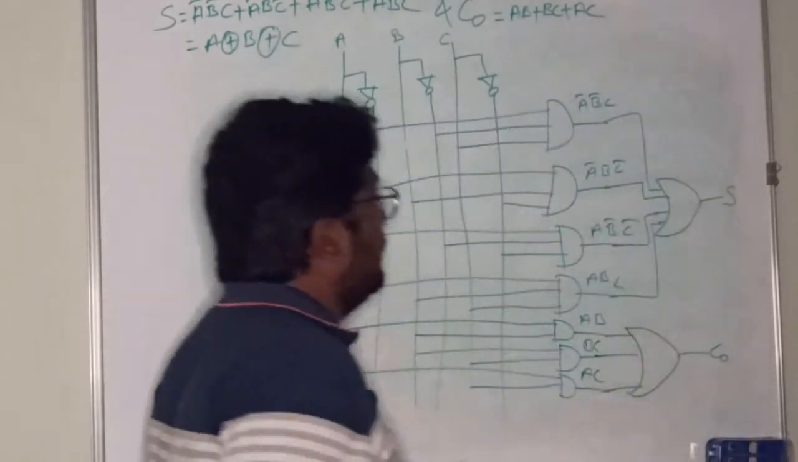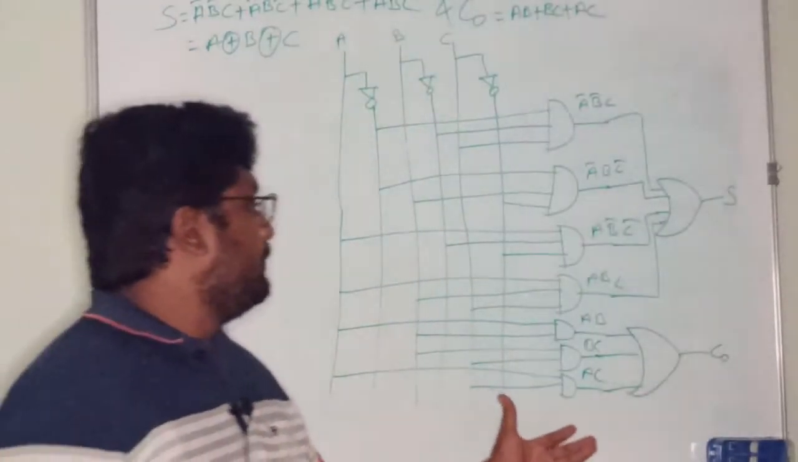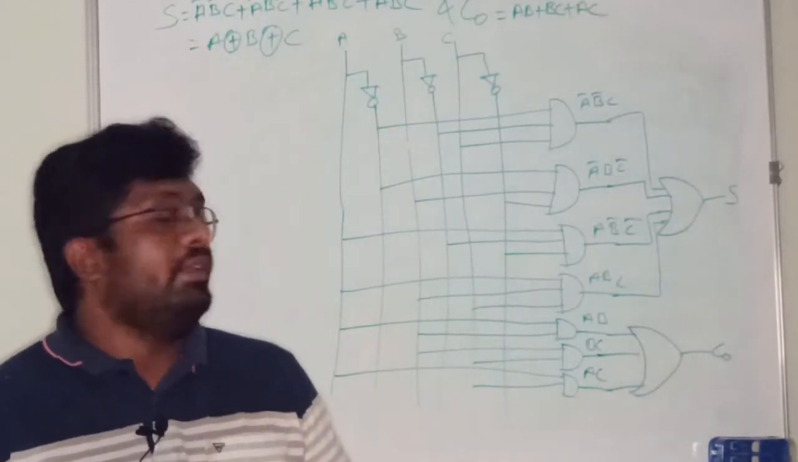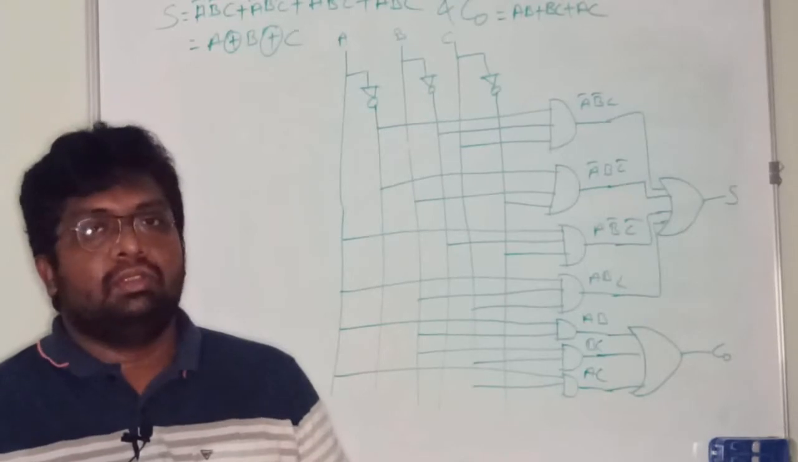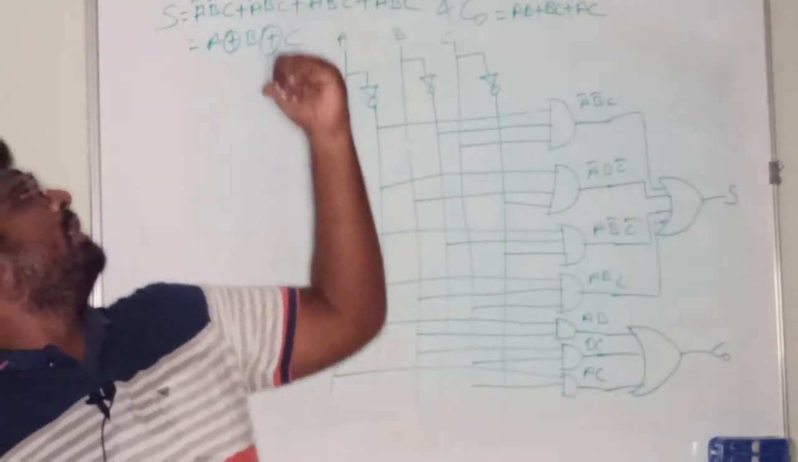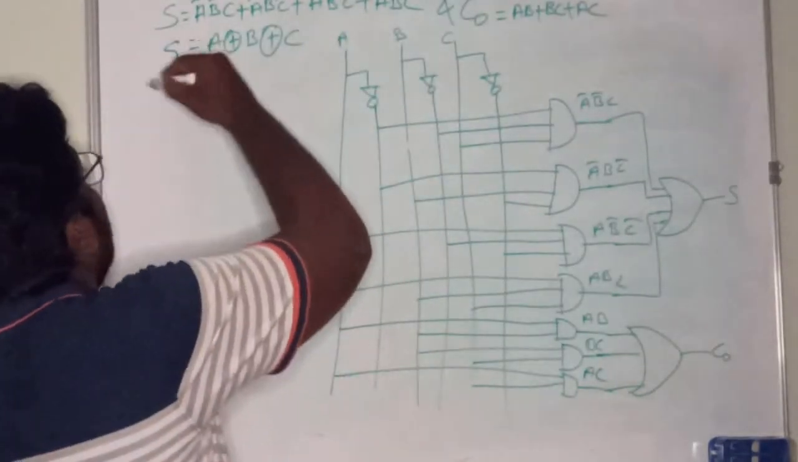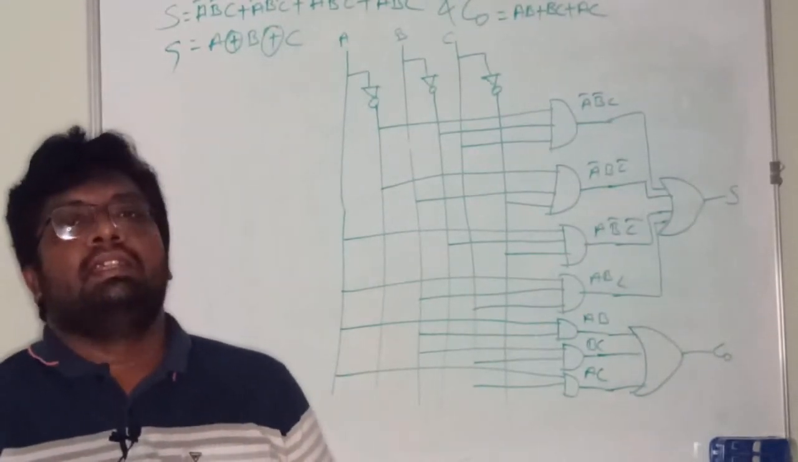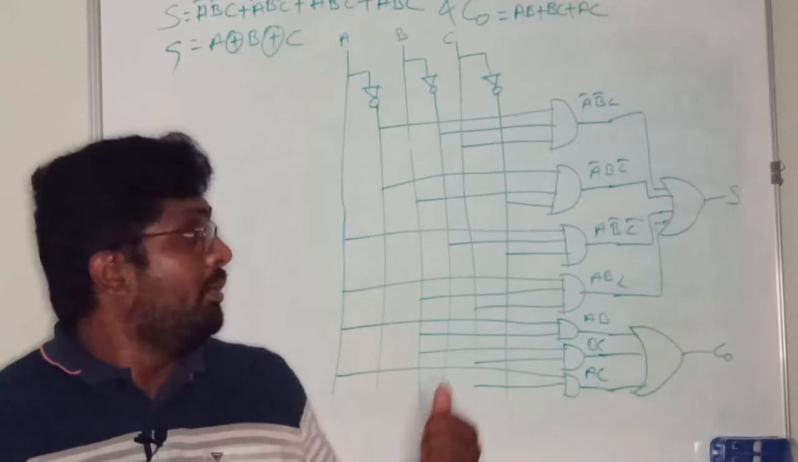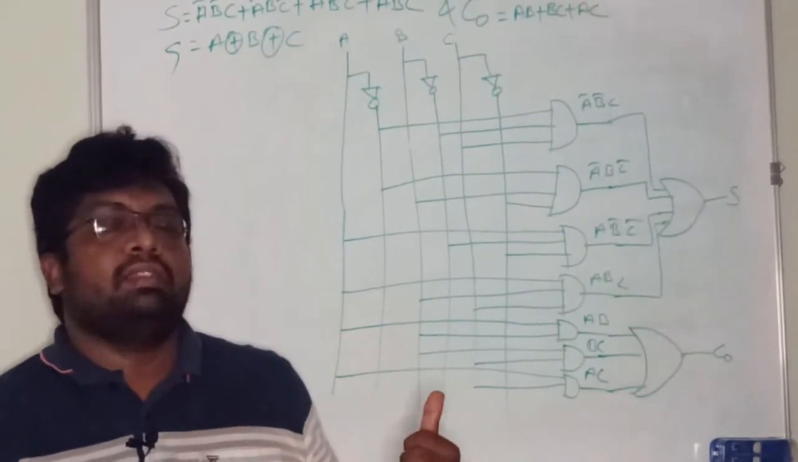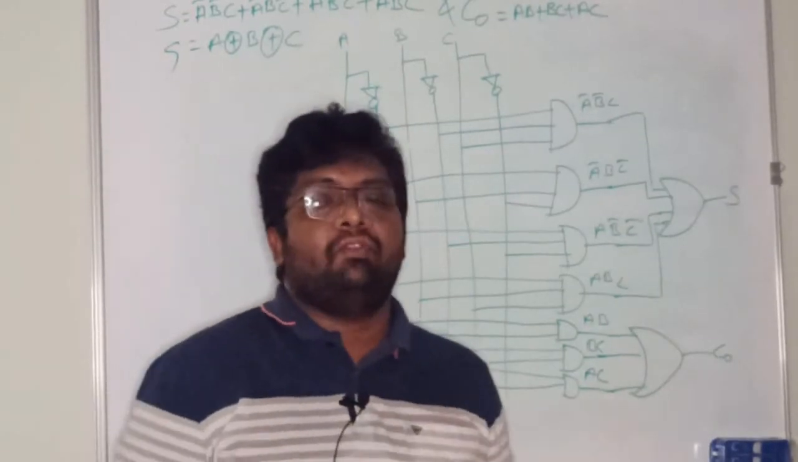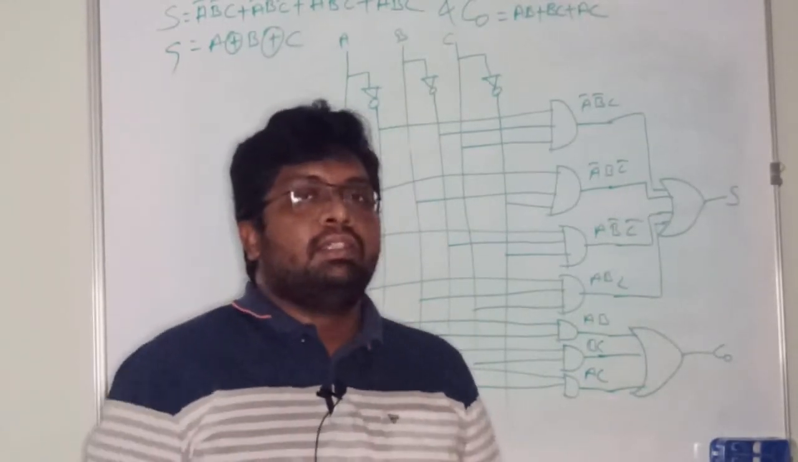This is nothing but C0. This is the basic logic gate implementation of a full adder. So now here we have seen that the sum S is equal to A XOR B XOR C, right? So we can also implement the same full adder logic by using two half adders. So now let us see how to implement the full adder by using two half adders.